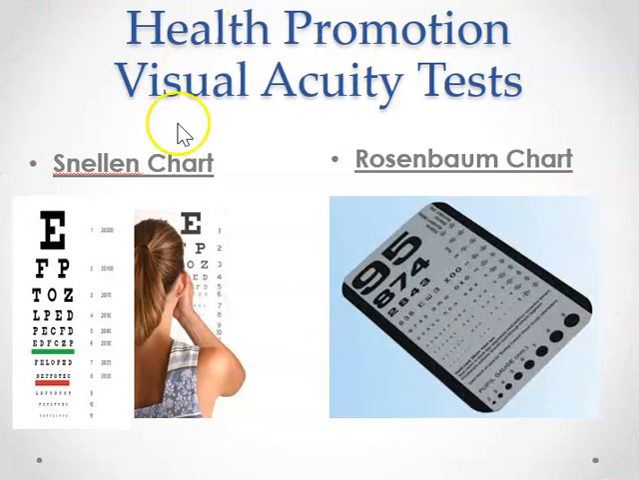You probably remember these two from your health assessment class. With the Snellen chart, that's going to be the one with the big E at the top. That is held at 20 feet. You're going to have the patient cover one eye and then the other. This is going to test distant vision. Then the Rosenbaum chart, that's going to be a chart or a newspaper print that's held on a card at a distance of about 12 to 14 inches from the eye, and this is going to test the near vision.